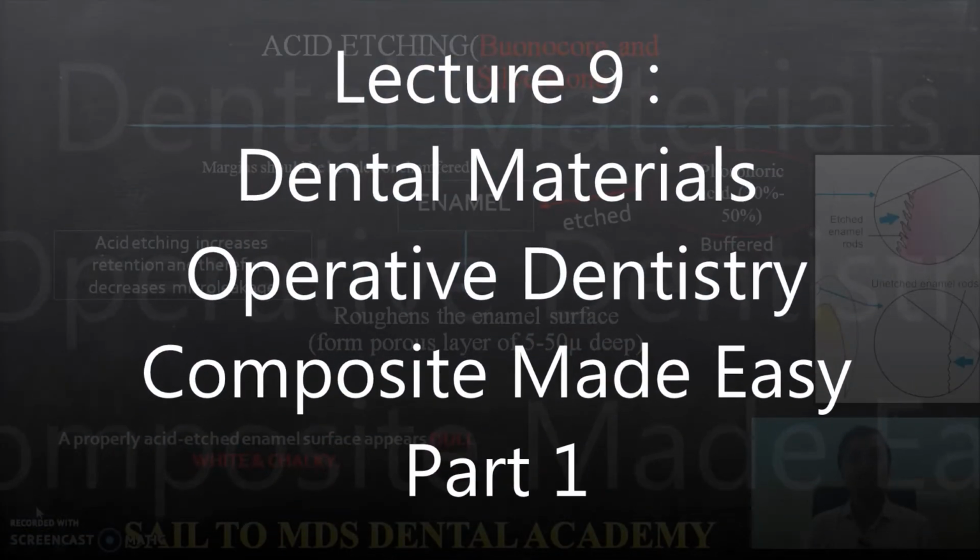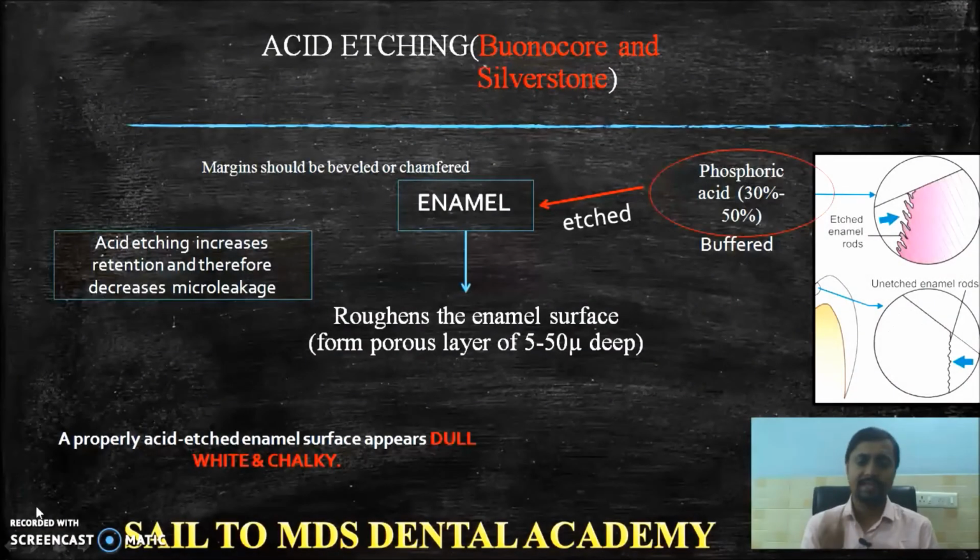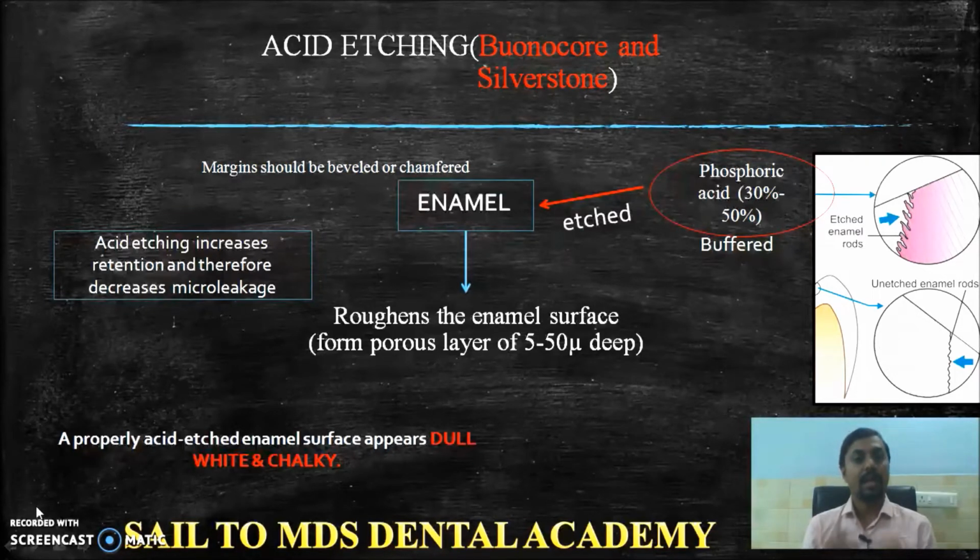So now we will study regarding the acid etching. Acid etching was first revealed by Buonocore in the year 1955. He used 85% of phosphoric acid. The concentration he used was 85%. And later Silverstone has told that the optimum concentration of acid required is 30 to 40%. Okay. So now we will study how this acid etching occurs.